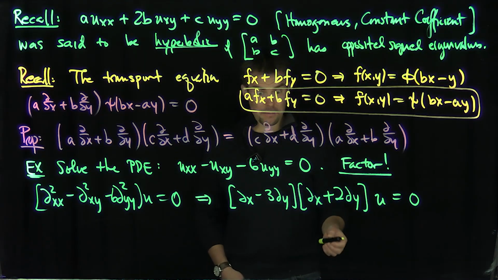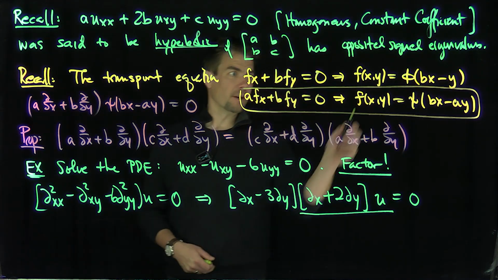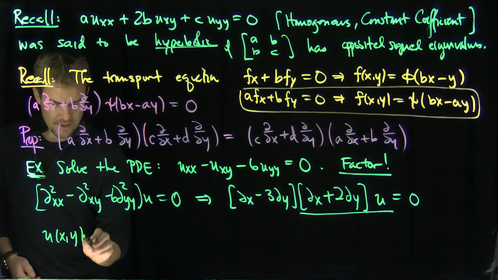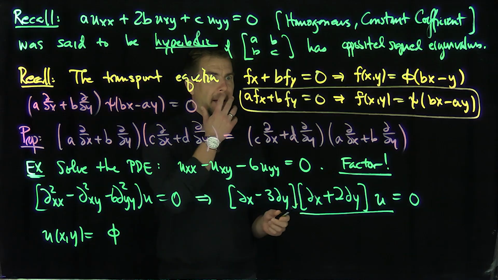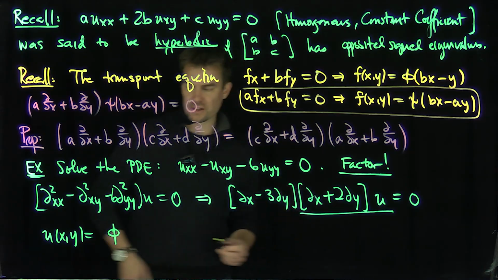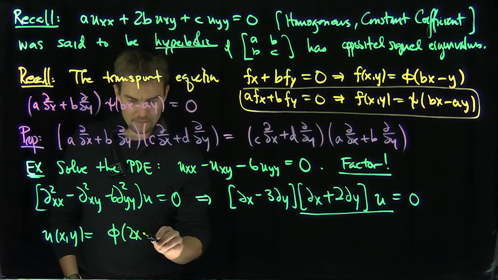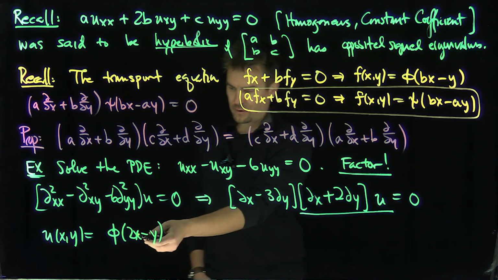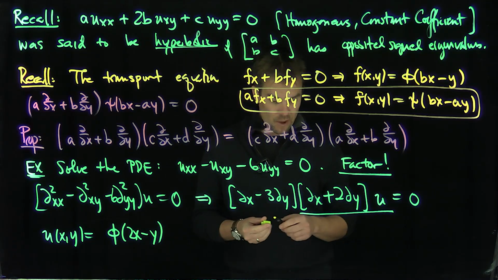And I can easily take this first factor and make that equal to 0 because it's of this form. So what's the solution to this first thing? My u of x and y is going to be an arbitrary function phi, which we don't know, of 2x minus y. Because if I plug in anything of this form, if I do an x derivative, I get a 2. If I do a y derivative, I get a negative 1 times 2. It works, right?